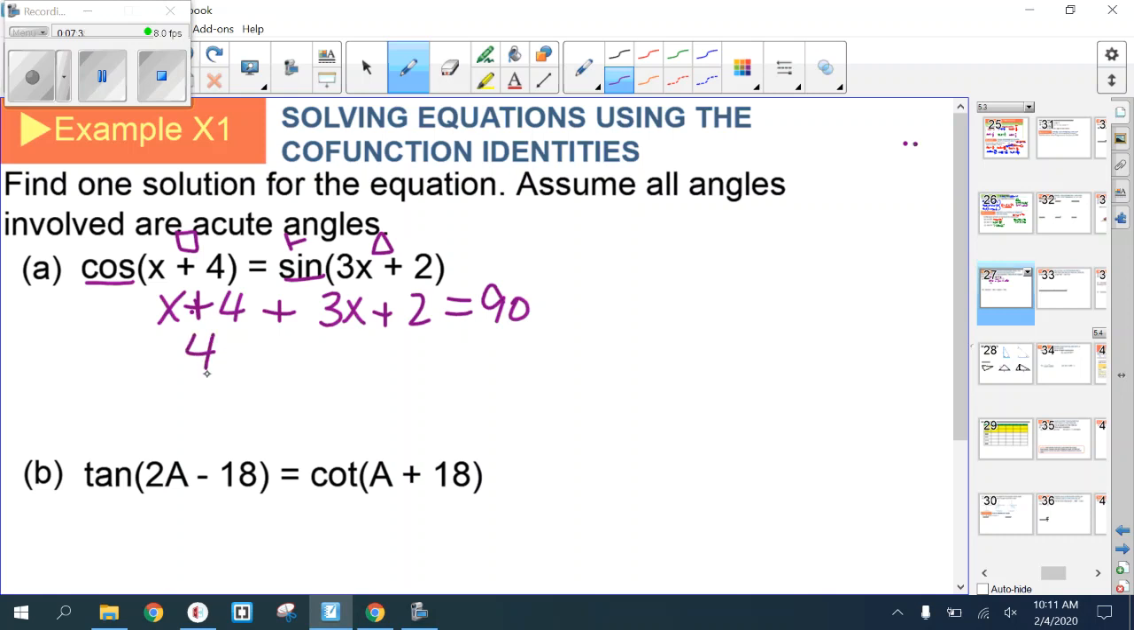So combine like terms, you get 4x plus 6 equals 90. I can subtract 6, that's going to be 84. Divide by 4 on both sides. x equals 21.